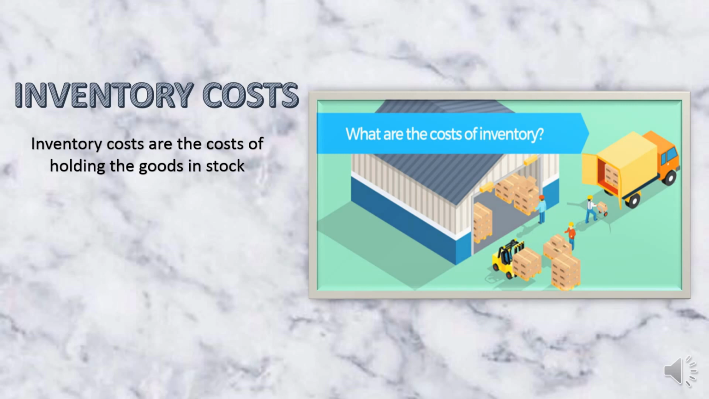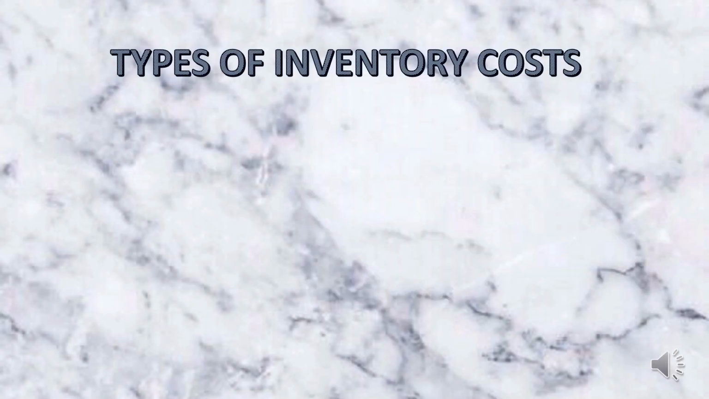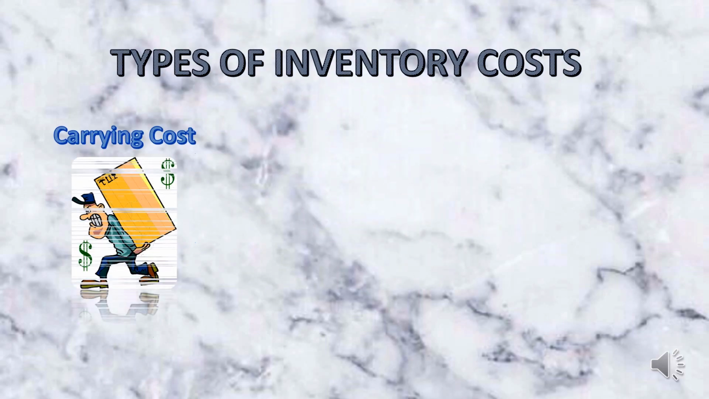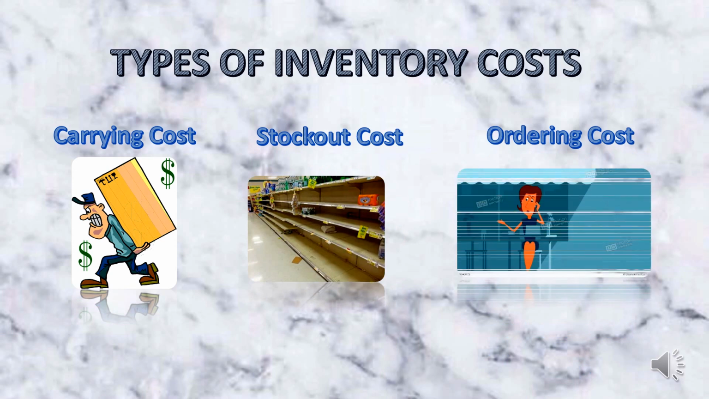For example, if Coca-Cola produces around 1.8 million Coca-Cola per day, where do you think they will stock the Coca-Cola? Yup, in the warehouse, because the warehouse is big enough to store everything. So there are three types of inventory costs known as carrying costs, stock costs, and ordering costs.